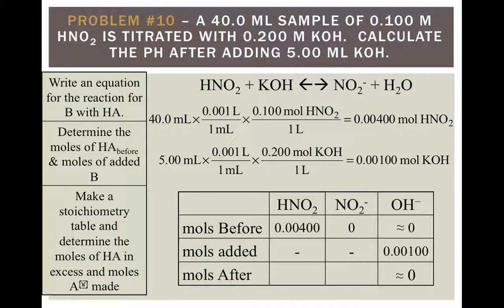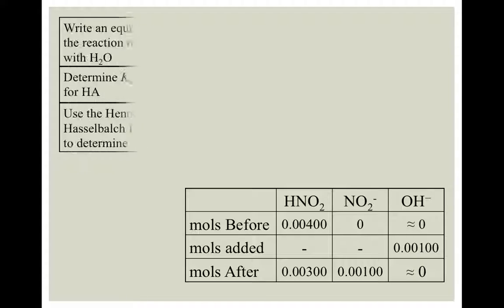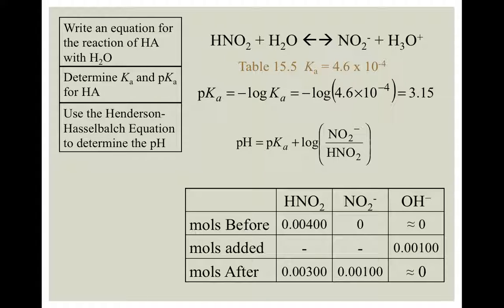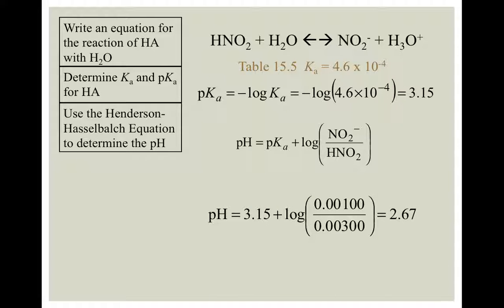We're going to use the bar chart: before, after, added. You're starting with 0 moles of OH minus because you're essentially adding it at the beginning. This is your change. Remember, it's all been neutralized. And then here, you're going to do 0.003 minus 0.001. You get your final concentrations, and then here you're going to do your normal Henderson-Hasselbalch to get the pH of 2.67.